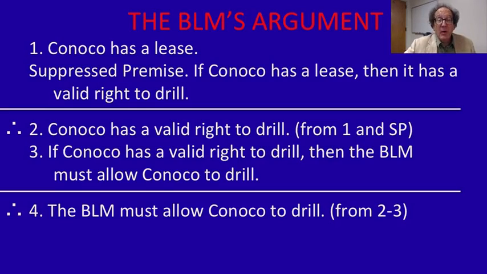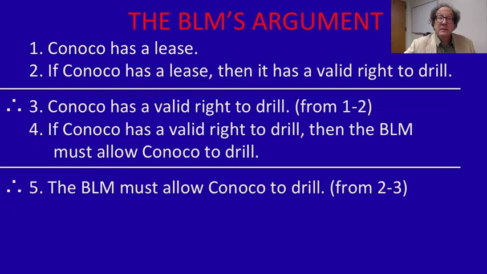So, we can take this part of the argument, which is really the BLM's argument, but it's in Redford's passage, and reconstruct it like this. Conoco has a lease. If they have a lease, then they have a valid right to drill, so they have a valid right to drill. And if they have a valid right to drill, then the BLM has to allow them to drill, so the BLM has to allow them to drill. Now we're ready for Redford's own argument.